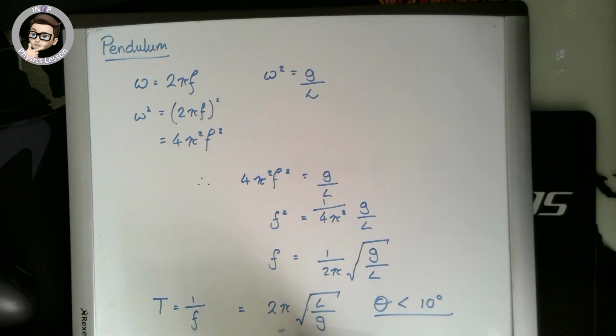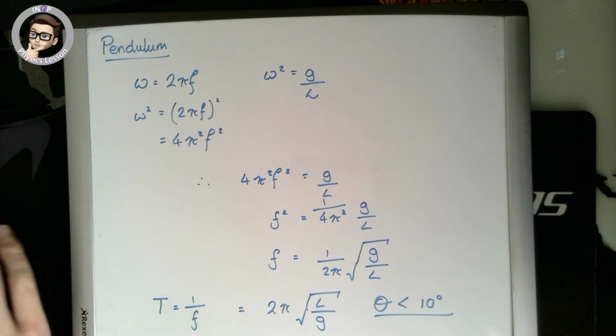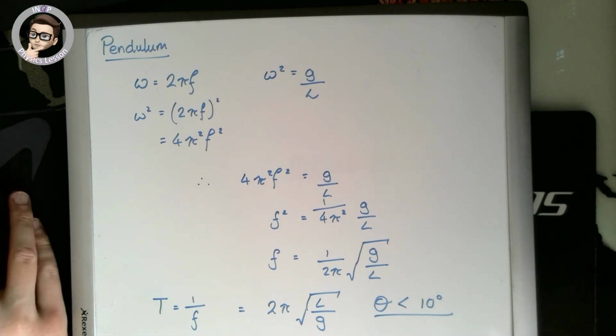So we can increase our time period by increasing our length. We could also increase our time period by decreasing our gravity. And we can't do anything else with the 2 pi because that's just a constant. So it's changing the length. The time period is related to the length of the string of the bob. Okay, and I will leave you to work out the tension of the pendulum, but if you need some help, have a look at page 24 in the textbook.